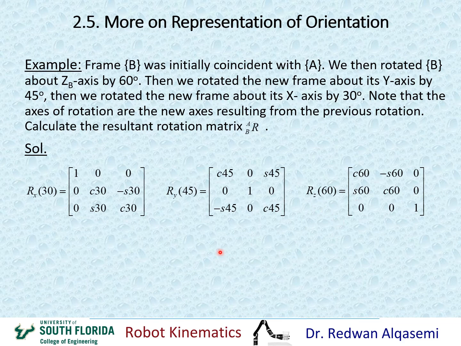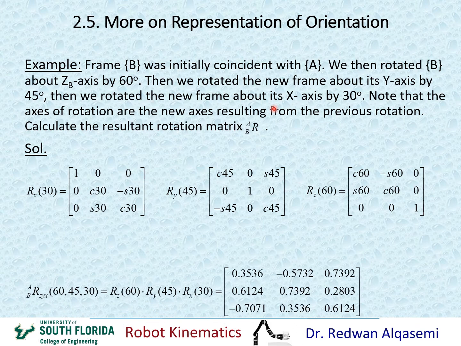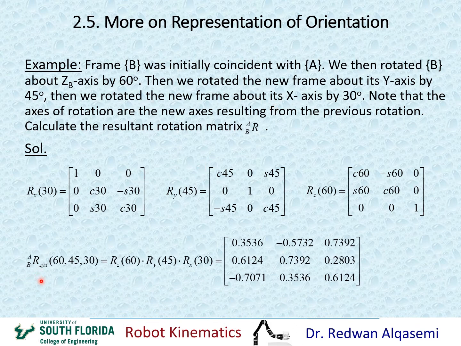Okay. Now, since we are doing rotations about the new axes from the previous rotations, that means we're doing Euler angles, which means that the resultant rotation matrix will be the result of multiplying these individual rotation matrices in the same sequence as the sequence of rotation. So let's see what's the sequence of rotation here. We did rotation about z first, and then about y, and then about x. Okay? So rotation about z by 60 degrees, and then y by 45 degrees, and x by 30 degrees.